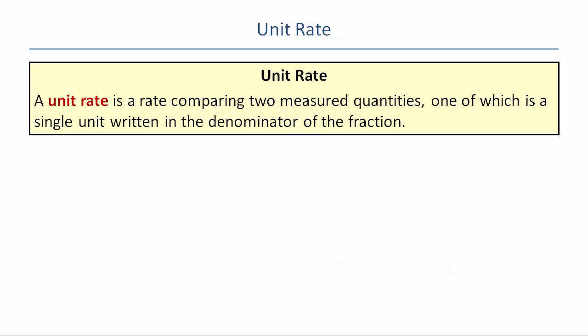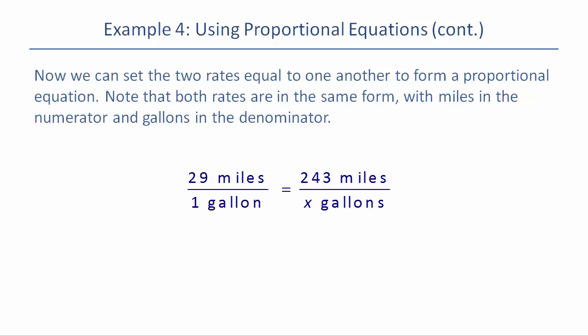Okay, a unit rate is a rate comparing two measured quantities, one of which is a single unit written in the denominator of the fraction. Basically the example we just saw before. So anytime you have a 1 in the bottom, right, that's the denominator of one of your fractions, you have a unit rate because it tells you how many things you have per 1 unit of that stuff. So in the previous example, we knew that she got 29 miles per 1 gallon. So that was a unit rate.